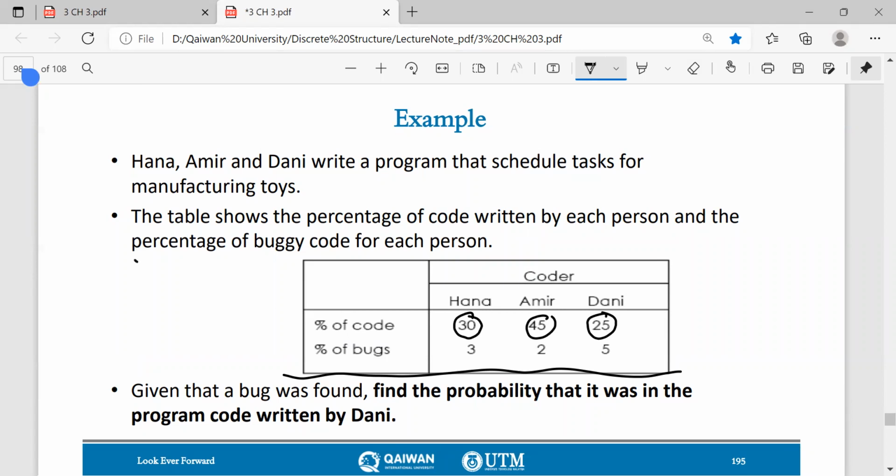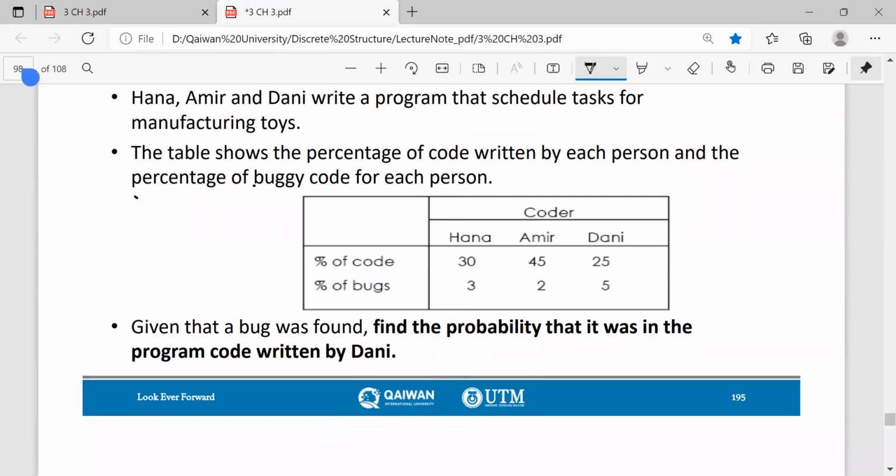And the percentage of buggy code for each person. Buggy code means errors, okay? Here, the percentage of the bugs: 3% of the bugs is done by Hannah, 2% of the errors is done by Amir, and also 5% of the bugs or errors is done by Danny. Okay, so here we have this table.